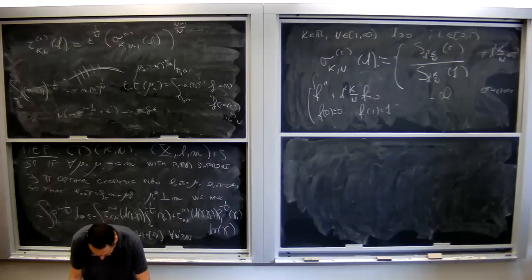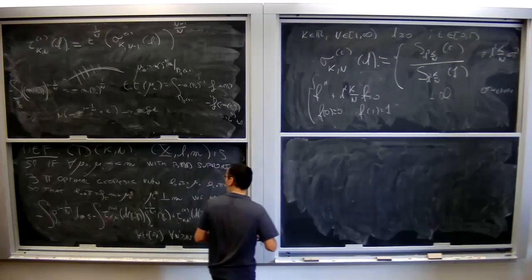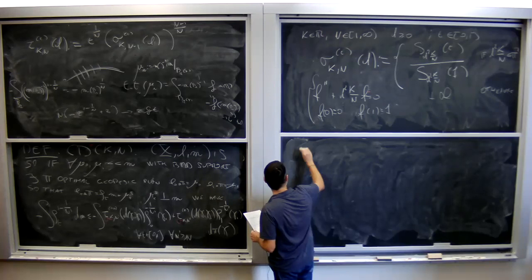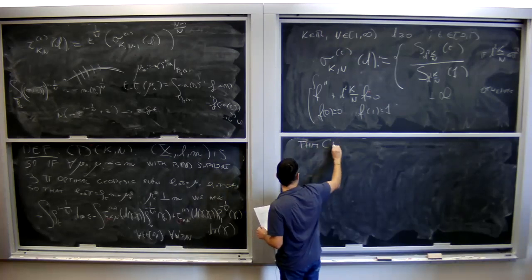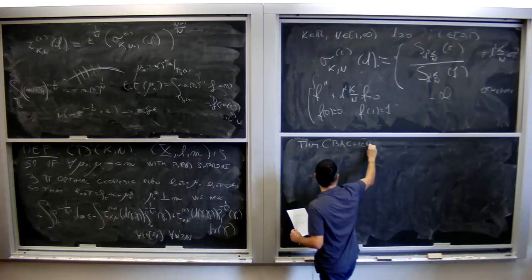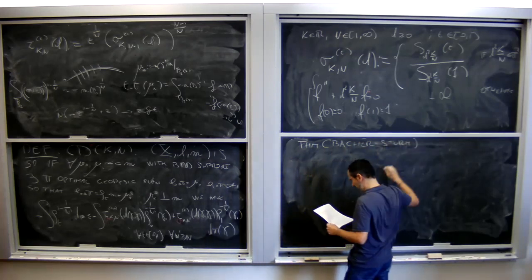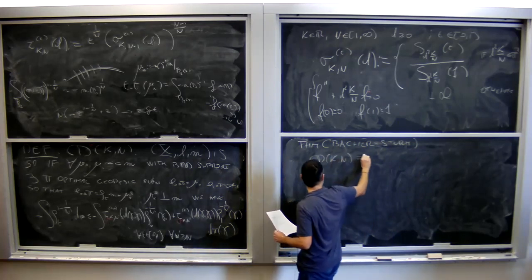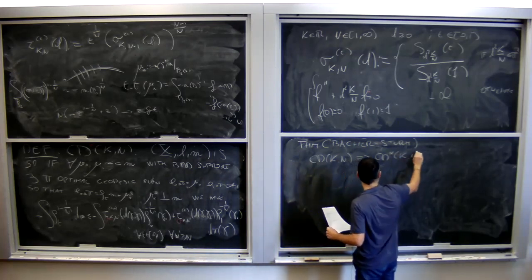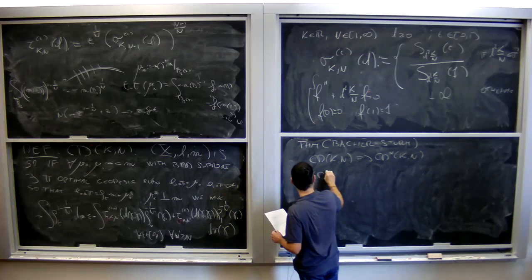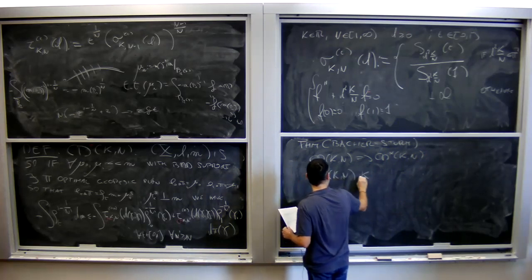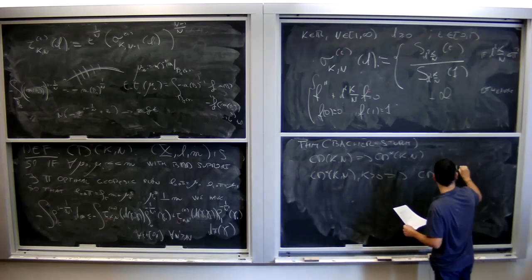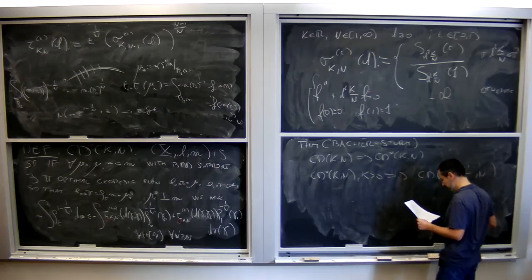So, theorem. The CD star condition has been introduced in a paper by Sturm and Bakry. This is the Bakry-Sturm theorem. The CD(K,N) condition implies a CD star (K,N) condition. So if you are CD star for some positive K, then you are CD with a slightly worse K.